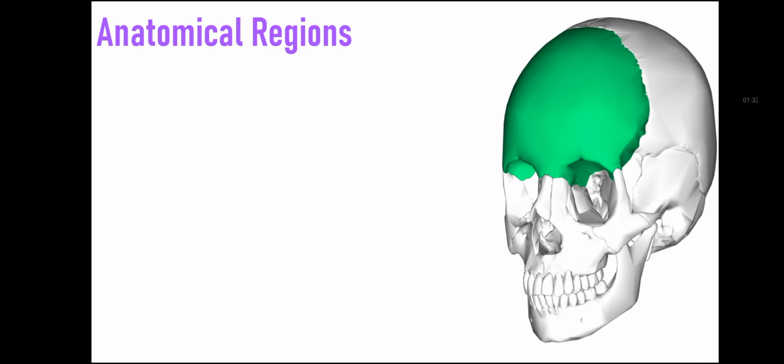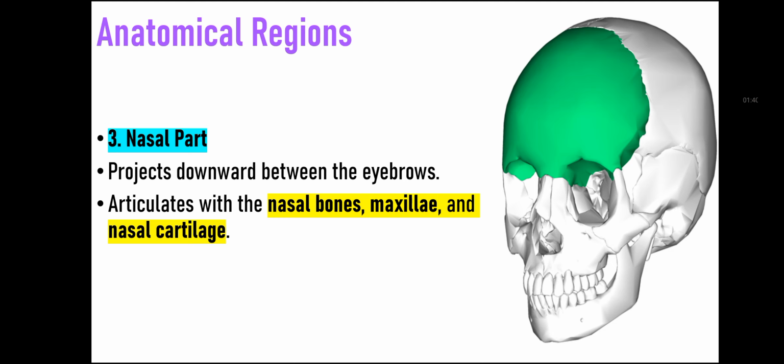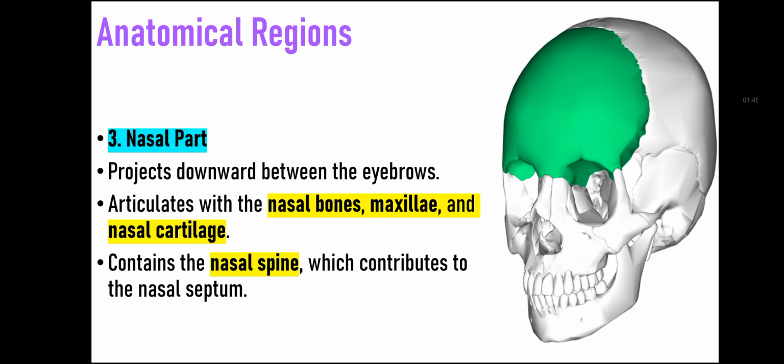Now let's talk about the third anatomical region of frontal bone, that is the nasal part, that projects downward between the eyebrows and it articulates with the nasal bone, maxilla and nasal cartilage. It contains the nasal spine which contributes to the nasal septum.